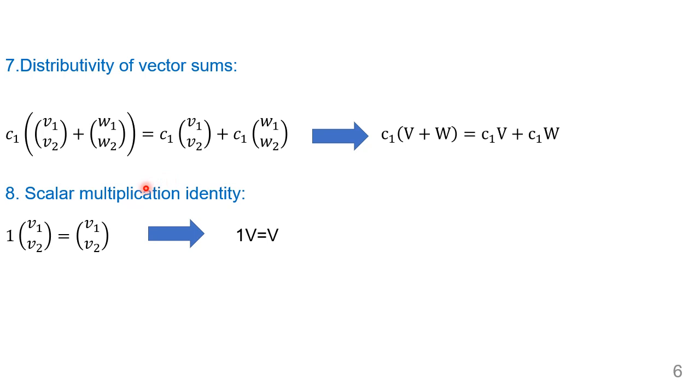The last axiom under scalar multiplication is scalar multiplication identity. That is 1 multiplied by the vector space v is always equal to vector space v. In general, I can write 1 into v is equal to v.